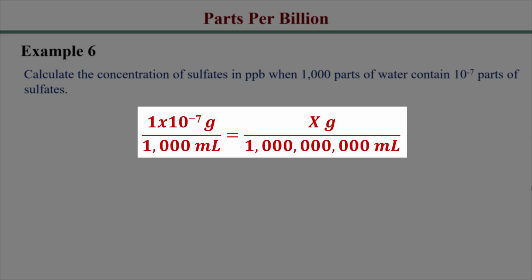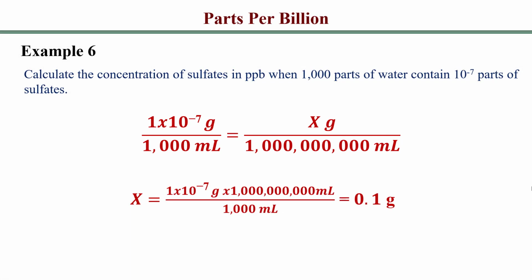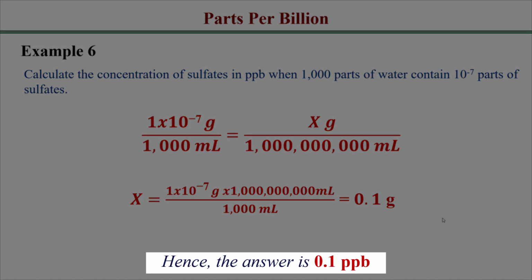We need to figure out how many grams of sulfate will be present in 1 billion milliliters of water. We go ahead and solve for x, which is our unknown. So x equals 1 times 10 to the negative 7 grams times 1 billion milliliters divided by 1,000 milliliters. And that is going to be equal to 0.1 grams. And so the answer to this question is 0.1 ppb.